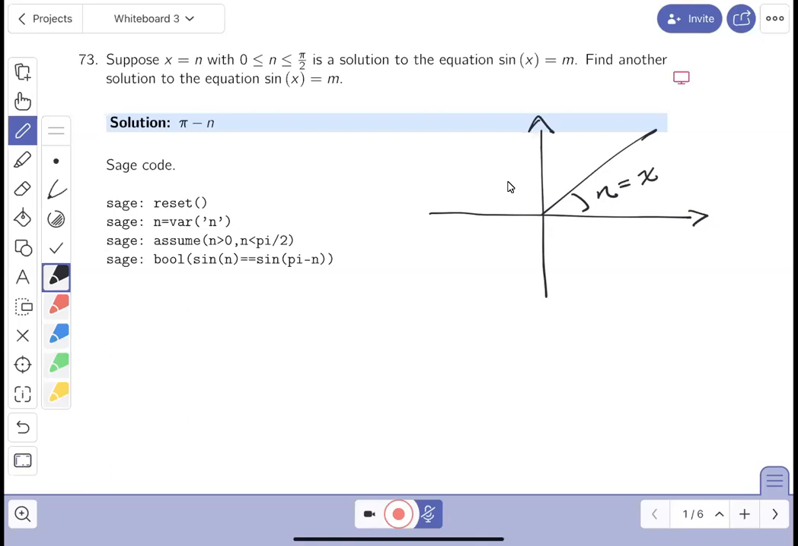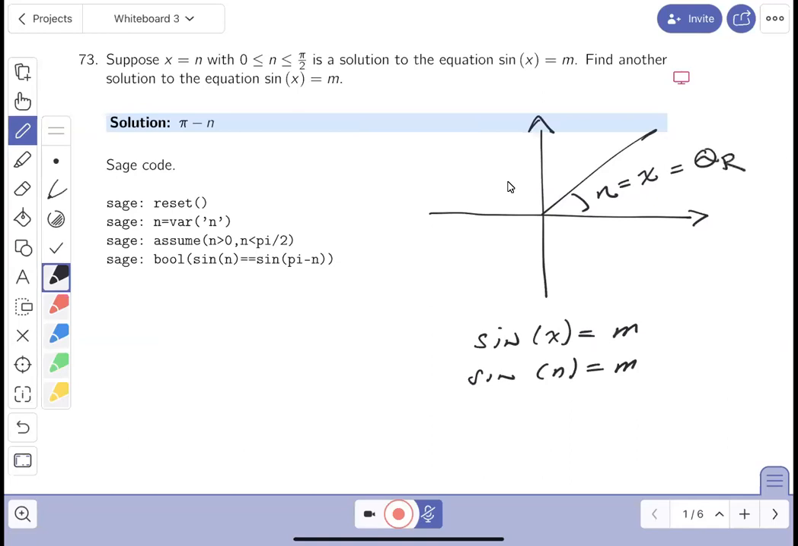It doesn't really matter. Then they go on to say sine of x is equal to m. That's the same thing as saying sine of n is equal to m. So I understood what they said in that first sentence. But then they go on to say, find another solution to the equation. It would be nice if you can remember back to the beginning of the semester what I said about this: the reference angle. It's got to be an n reference angle. So this really is my reference.